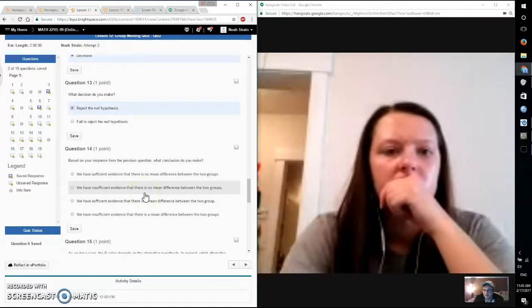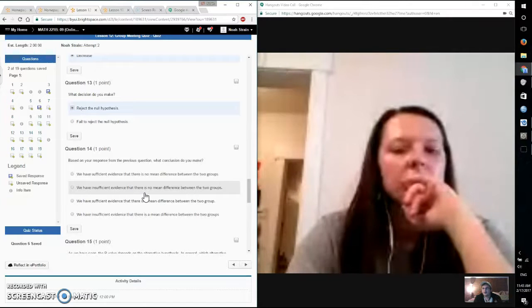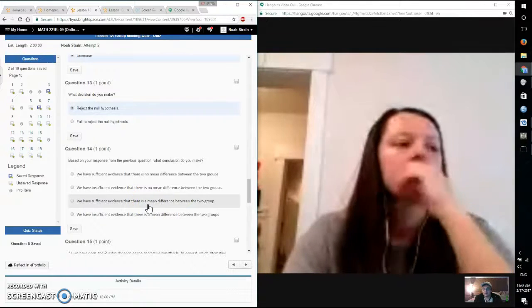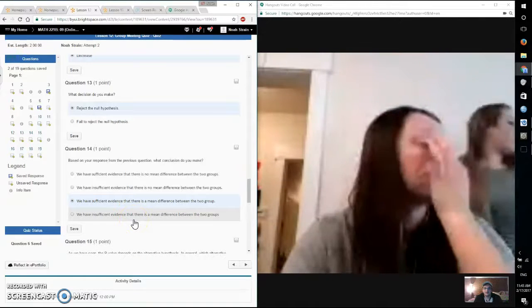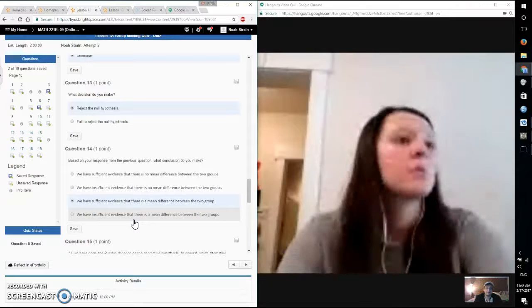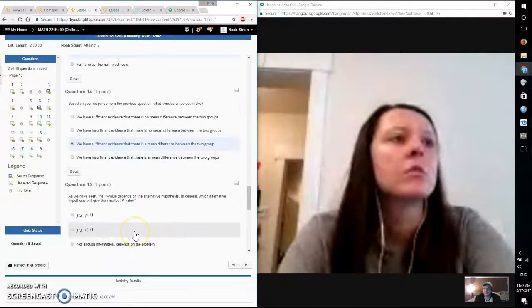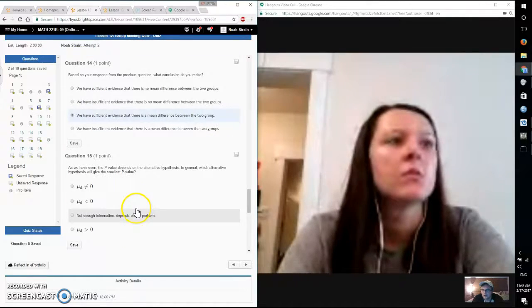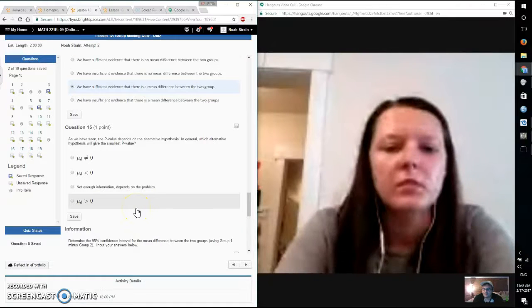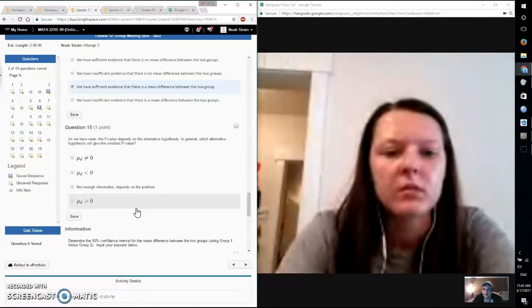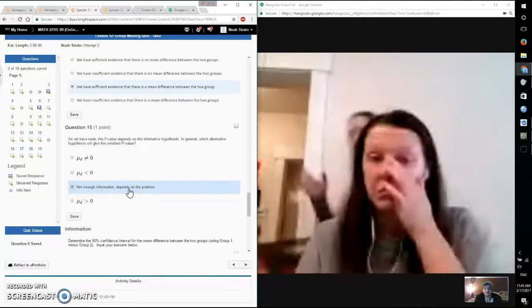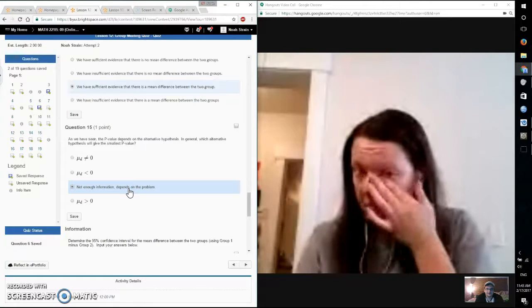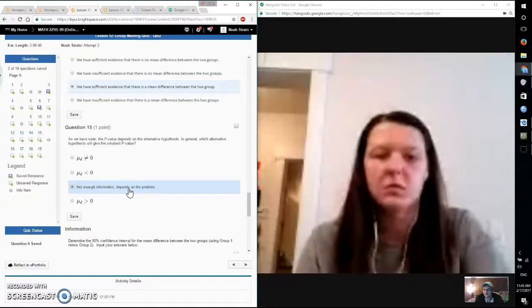So question 14. Based on your response from the previous question, what conclusion can you draw? We have sufficient evidence that there is a mean difference between the two groups because the mean difference isn't zero. There are differences between the two. And as we have seen, the p-value depends on the alternative hypothesis. In general, which hypothesis will give the smallest p-value? That one, we're not sure. Sometimes it might be one, sometimes it might be the other. It depends on how the data is set up.